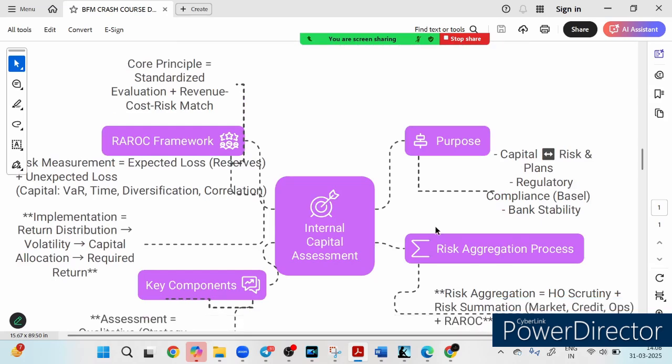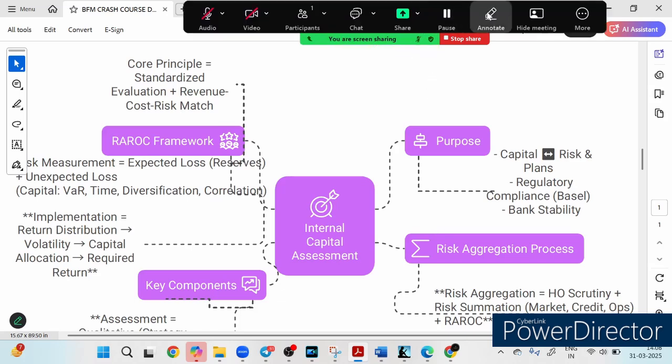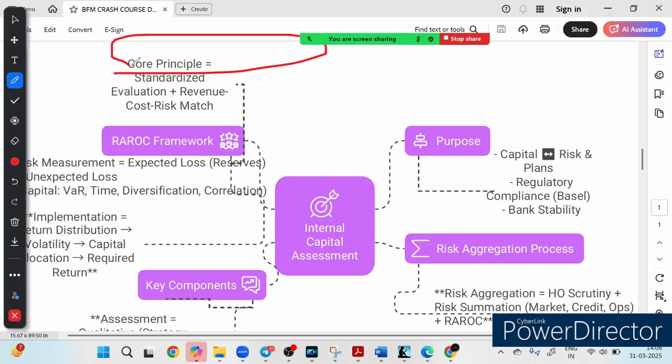So what is the core principle? Let's look at it. Here at the top you will see the core principle. Friends, at its heart, this framework is built on a standardized evaluation process. It aims to align revenue with the associated cost of risk. That is called revenue cost risk match. It aims to align the revenue with the associated cost of risk, ensuring that banks optimize their capital allocation while maintaining financial stability.